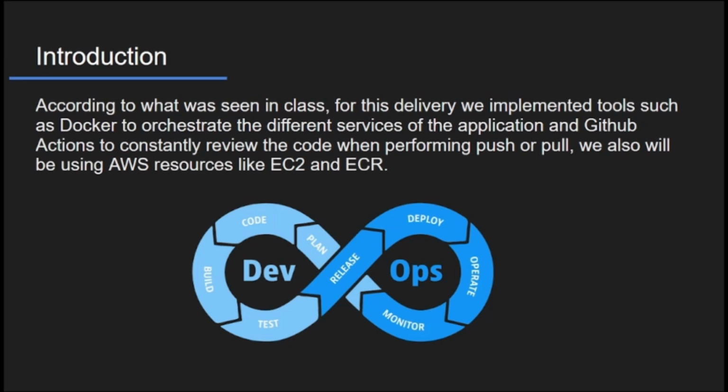So, according to what was seen in class, for this delivery we implemented tools such as Docker to orchestrate the different services of the application and GitHub Actions to constantly review the code when performing push or pull. We also will be using Amazon Web Services resources like EC2 and ECR. And there will be some examples of these implementations too, of course.